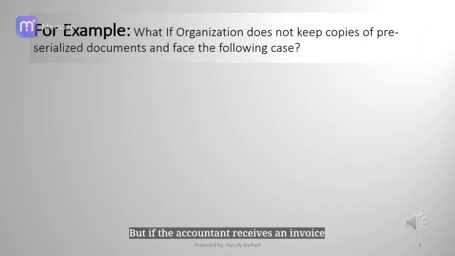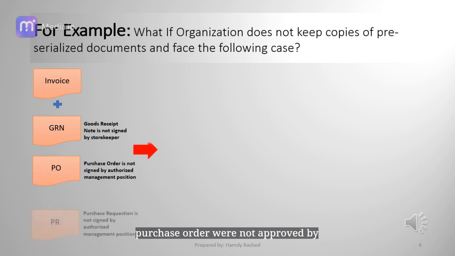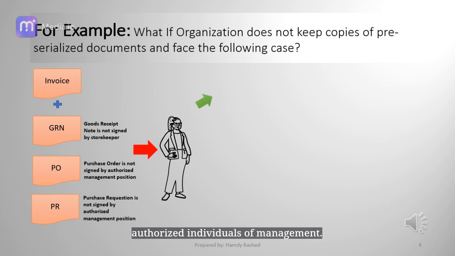But, if the accountant receives an invoice from the supplier for delivering the goods to the warehouse or the site, and the materials receipt note was not signed by the warehouse keeper or authorized person on site, and the purchase requisition and purchase order were not approved by authorized individuals in management, should the accountant record such a transaction? If it is recorded, what could happen? What is the compliance role in this scenario?